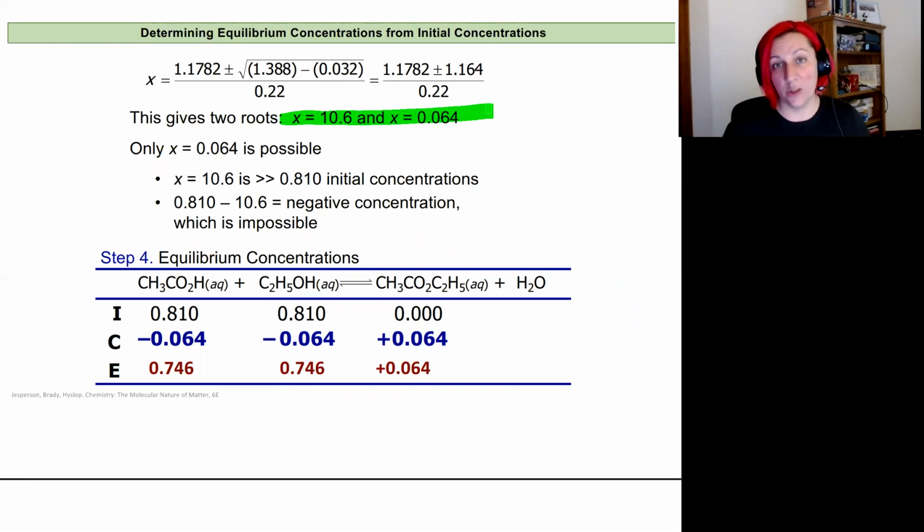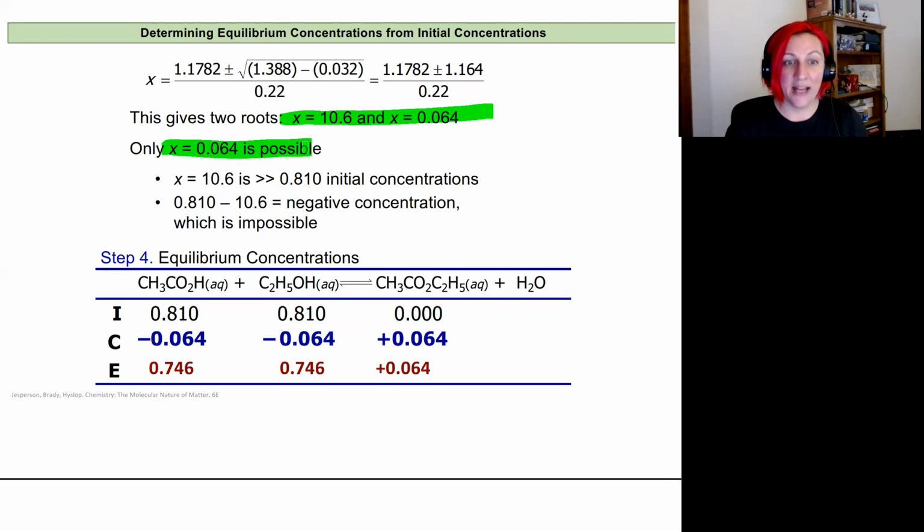So at this point, you have to evaluate your answers. Only one of them is going to be reasonable, which means it will give you a positive value that is less than what it started with if it's a reactant, and more than what it started with if it's a product. And of these two, the only reasonable one is 0.064. If I take 0.810 and subtract 10.6, I'm going to have a negative concentration of our reactants, and that just doesn't make sense. How do we consume matter that doesn't exist, right? So that means that only x equals 0.064 is a reasonable value.